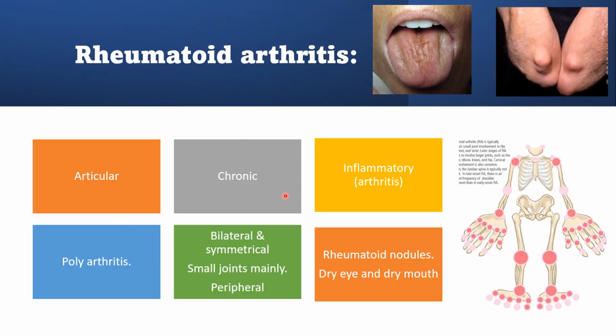Now we will talk about the cardinal features of common rheumatological disorders that you will find in your daily practice. We will start with rheumatoid arthritis. The musculoskeletal involvement in rheumatoid arthritis is articular. Joint involvement is typically chronic, and of course it's inflammatory.